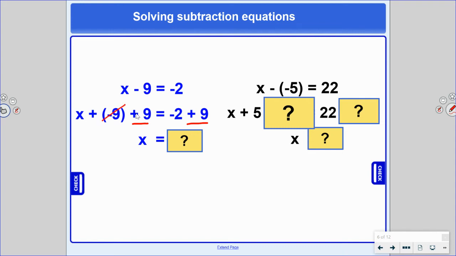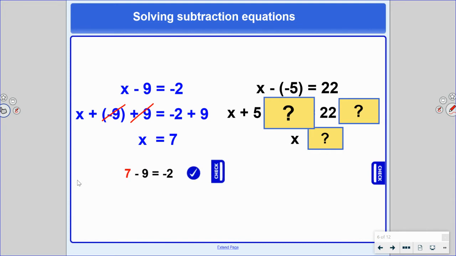In this case, -9 and +9 make 0. Good. That leaves us only with the x, and that's what we wanted to know. -2 plus 9, some of your number line folks, go down 2, go up 9. And in this case, x is 7. Or is it? What we're going to do now that we think we know what x is, we're going to substitute it back into the equation and check our work.